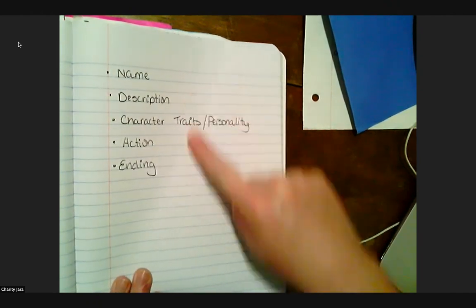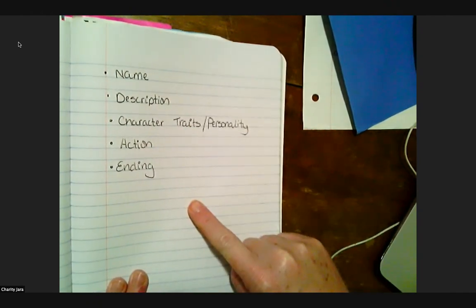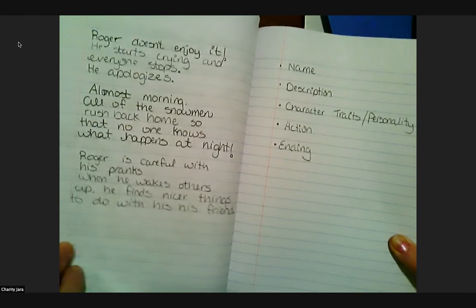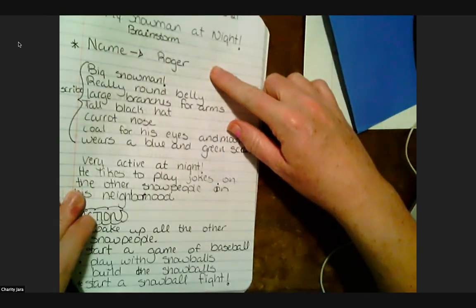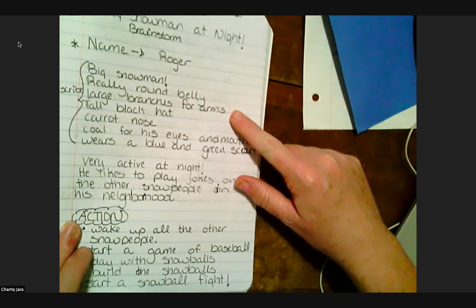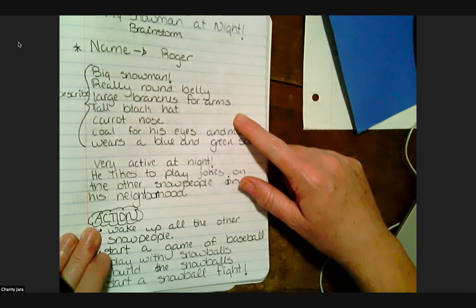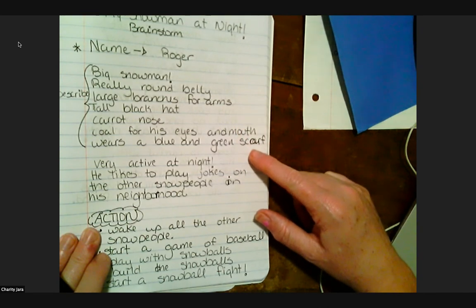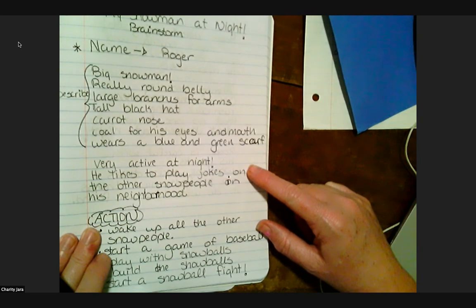Okay, so these are the things today that you want to brainstorm in your notebook so that you can get set up to write your story over the next couple of days. All right, so I'll just go through mine one more time. My snow person's name is Roger. He's big. He has a really round belly, large branches for arms. He has a tall black hat, carrot nose, coals for eyes and mouth, and he wears a blue and green scarf.